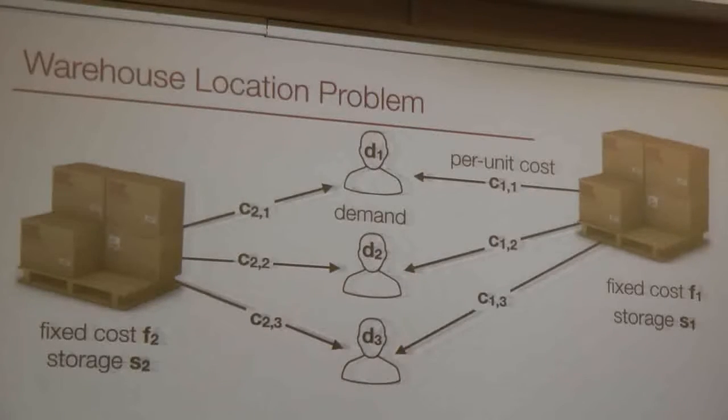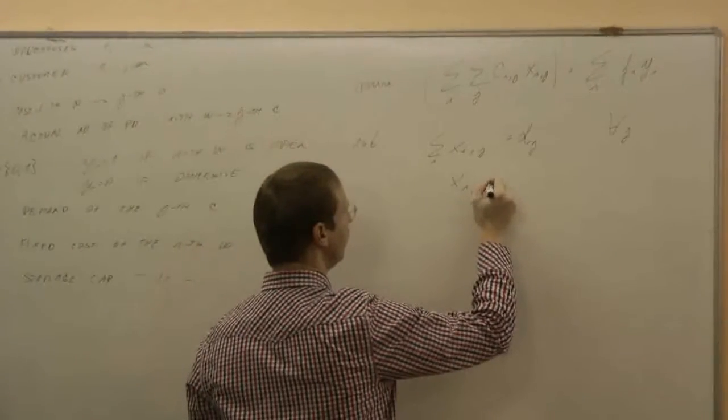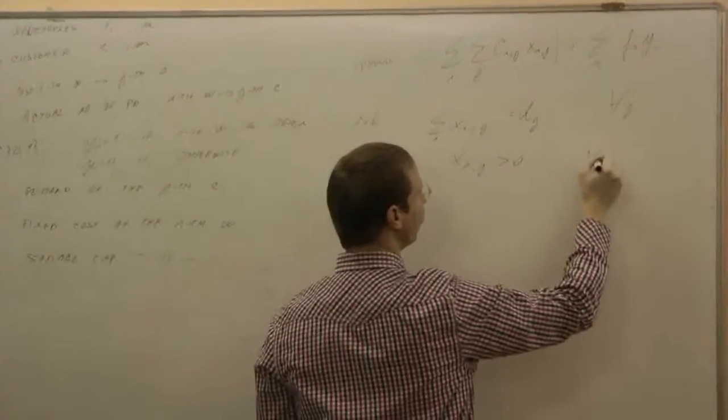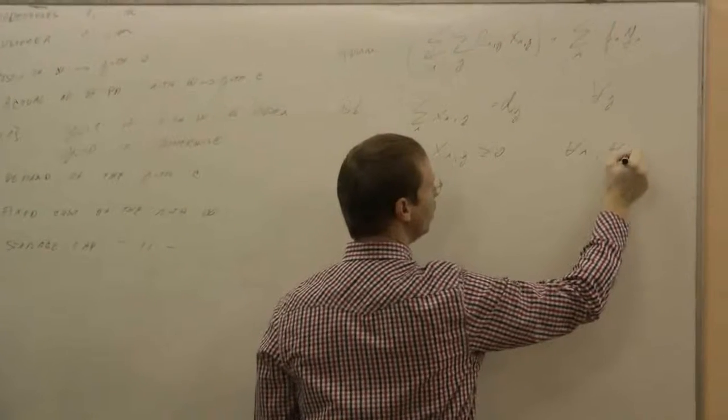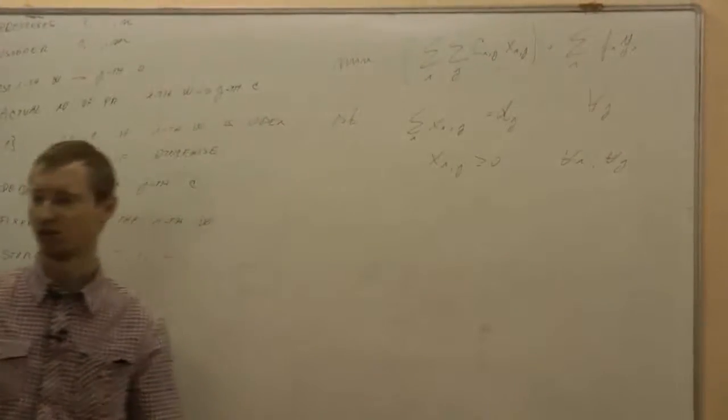How can we do that? What would be the constraints? Xij is the amount of product. If there would be a product going in the opposite direction, it would mean a negative flow. So we essentially want to say each flow must be non-negative. So this is for each warehouse, for each customer. So that's our next constraint.